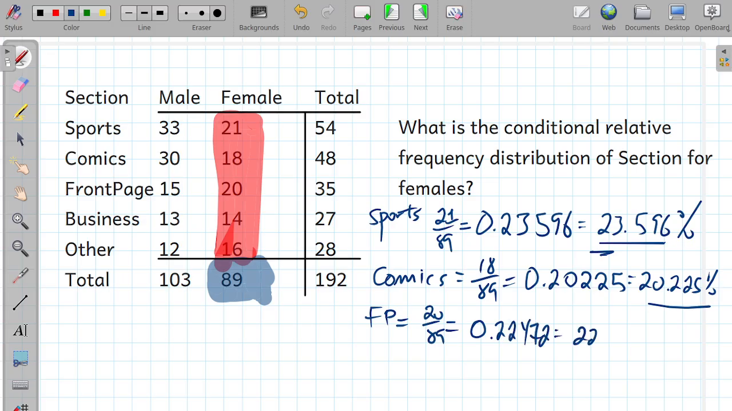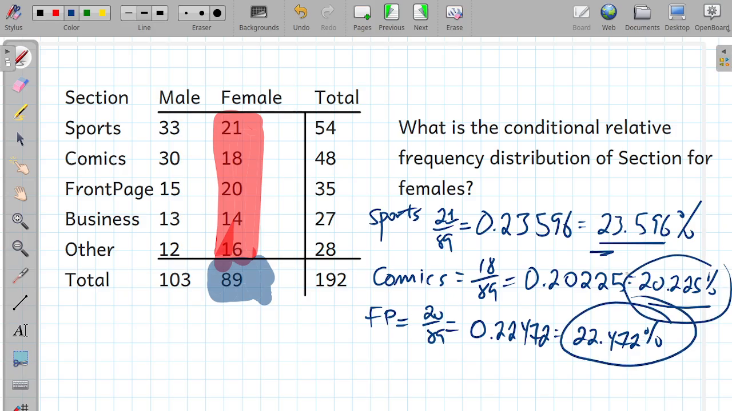Which is 22.472%. So the question I asked is what percentage of females read comics and the front page? Not at the same time, obviously. Comics or the front page would be the proper way to word that. I would take this number and add them together, and that's essentially 42.75%. Good enough.